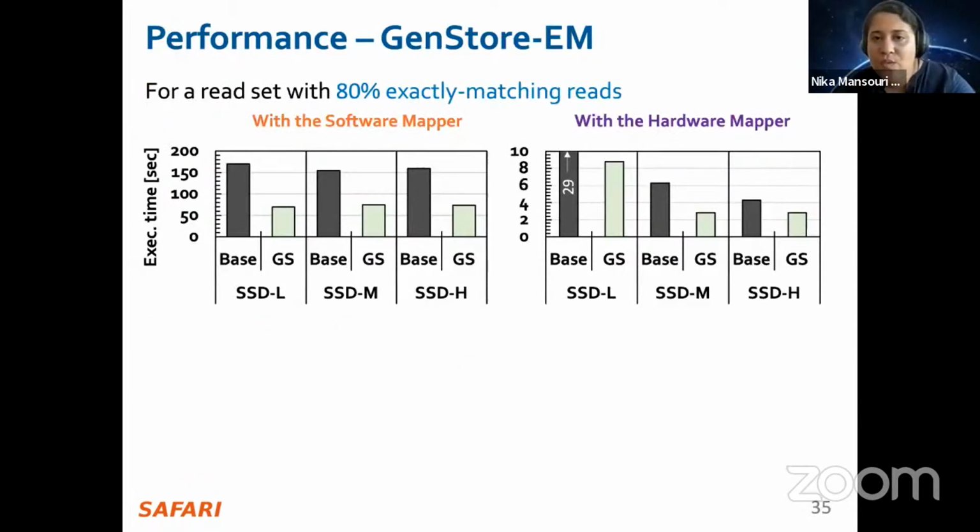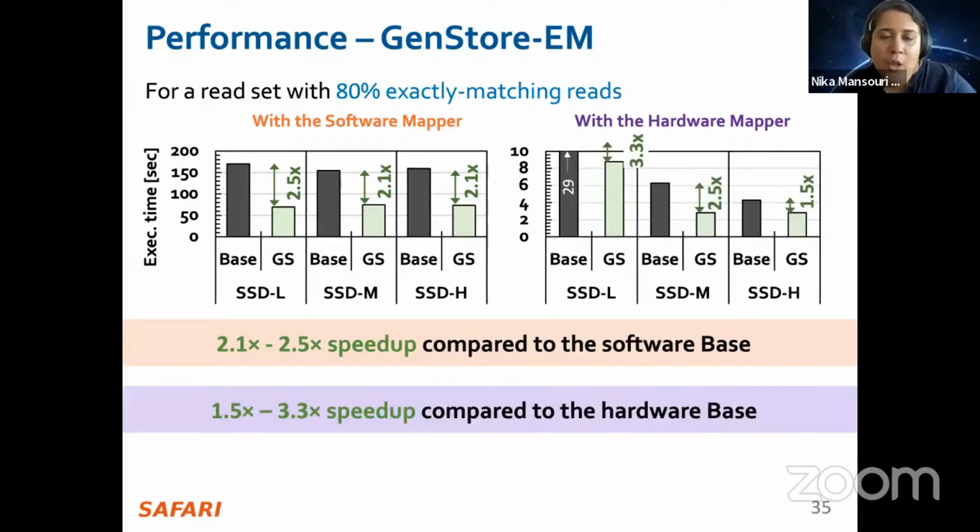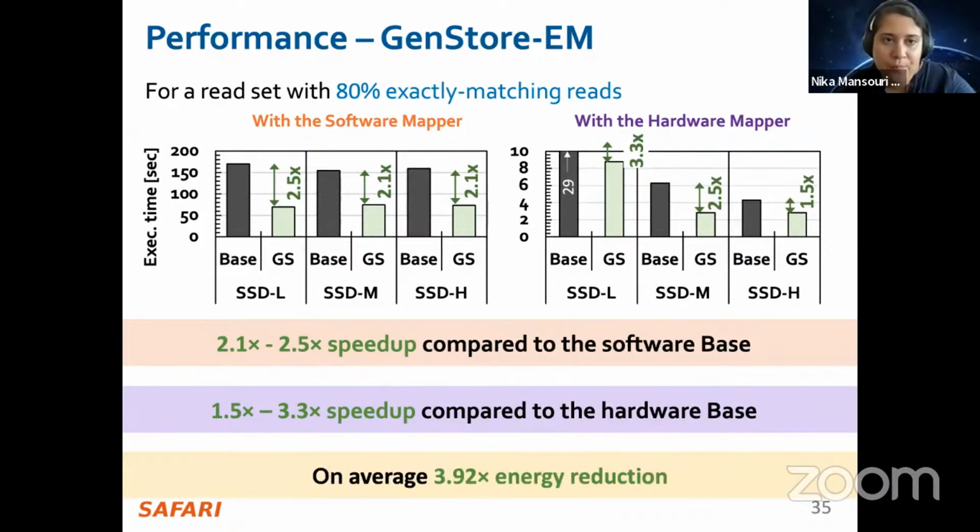We analyze the benefits of GenStore EM for a 22 gigabyte short read set, where 80% of reads exactly match some subsequences in the reference genome and can be filtered. That is commonly the range in which, on average, human reads would exactly match the reference genome. So that's a human data set. We show the benefit of GenStore on software and hardware read mappers, and we show that GenStore provides up to 2.5 times speedup compared to the software baseline, and up to 3.3 times speedup compared to the hardware baseline. And it provides, on average, 3.92 times energy reduction.